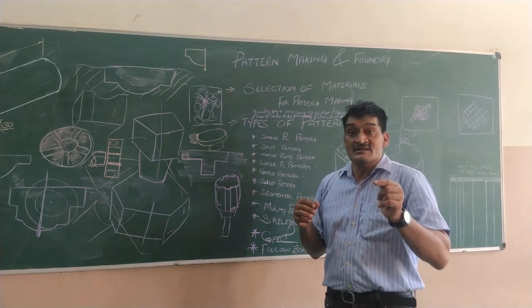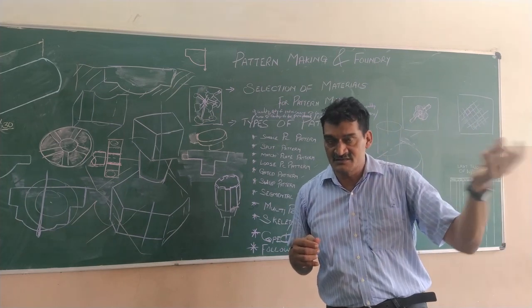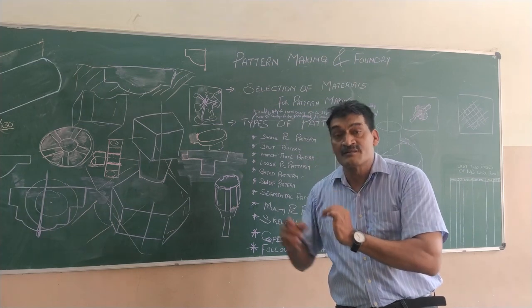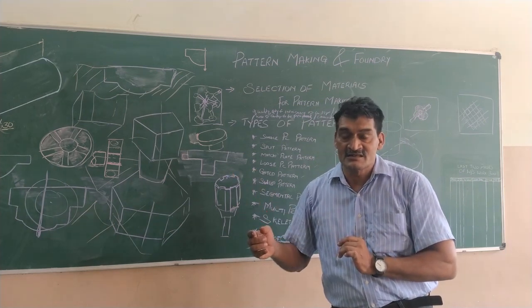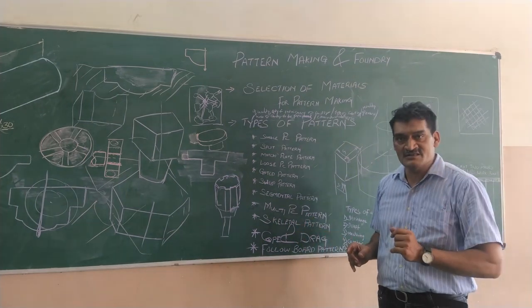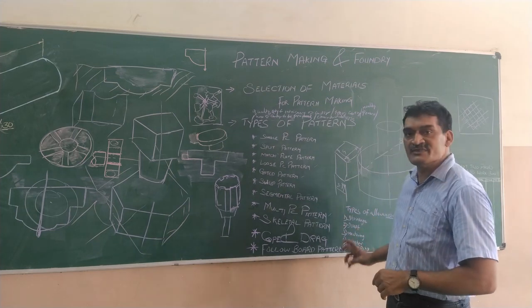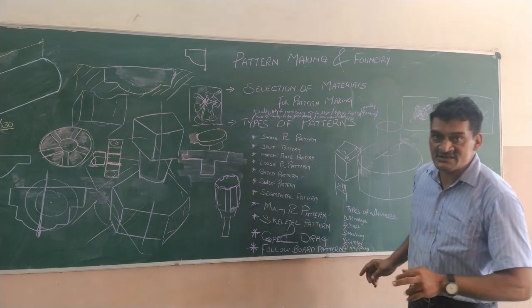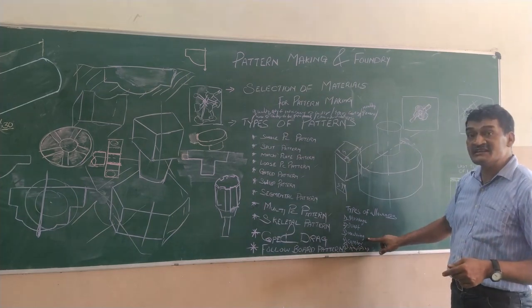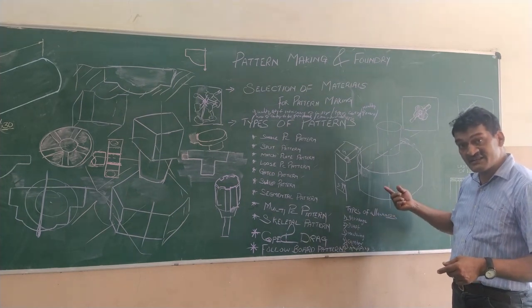So now, we increase the size of our pattern so that we can remove that amount of material by machining. It's called machining allowance. So the increase in dimension of a pattern so that that amount of material is removed by means of machining, it's called machining allowance. So even in machining allowance, it is positive allowance. So there's an increase in dimension. Even in shrinkage allowance, it is increase in dimension.